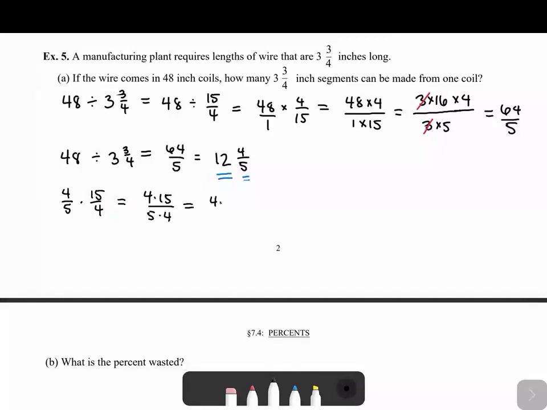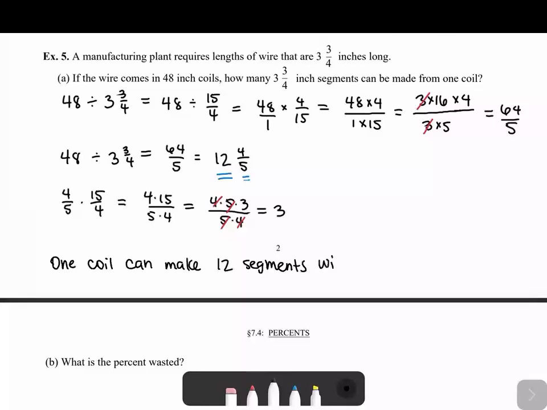So we know that 15 can be written as 5 times 3. And then we can cancel everything and just get 3. So the 4's cancel, the 5's cancel. We just get 3. So this tells us that one coil can make 12 segments with 3 inches left over. And that is our answer here.